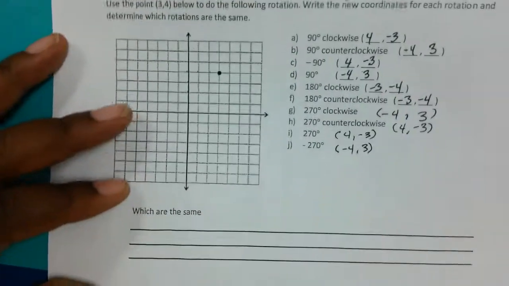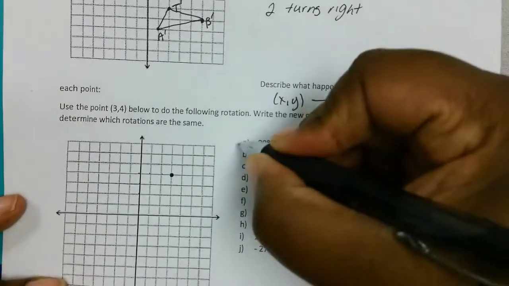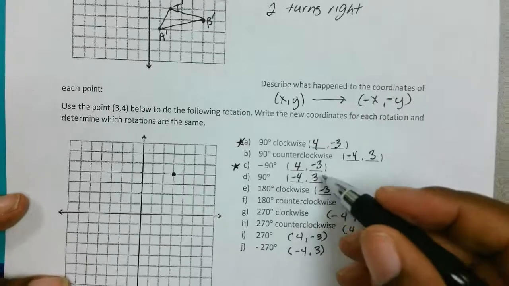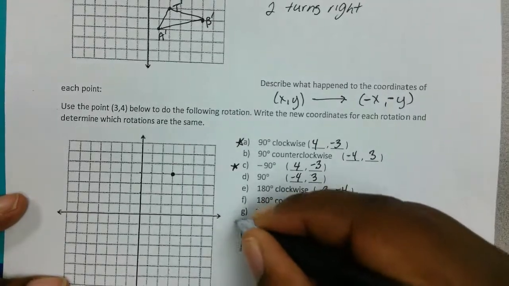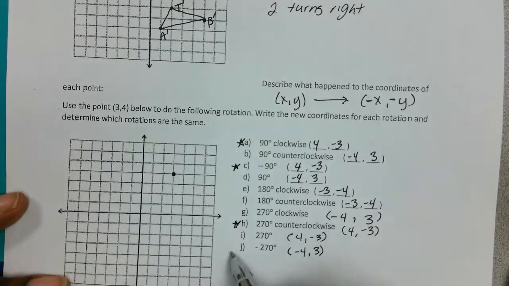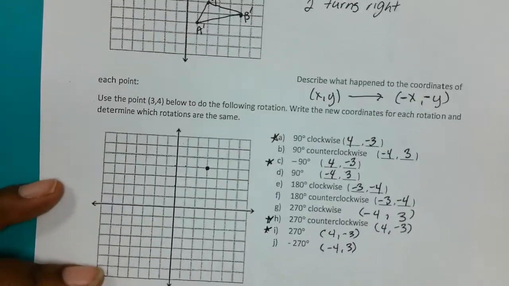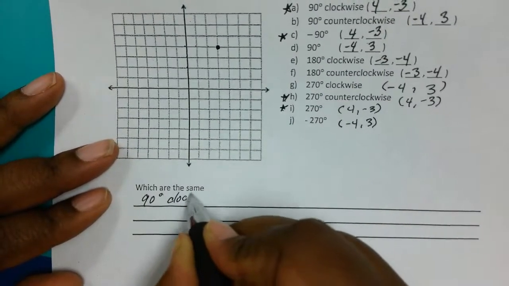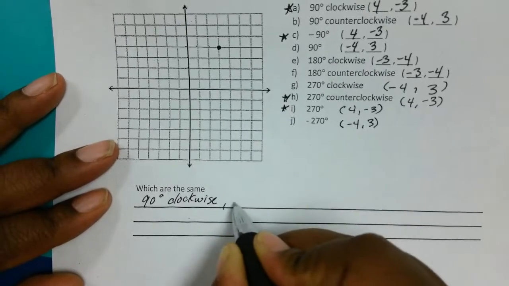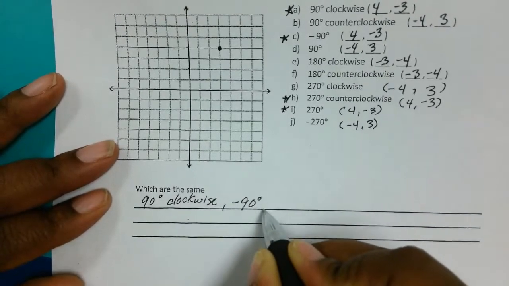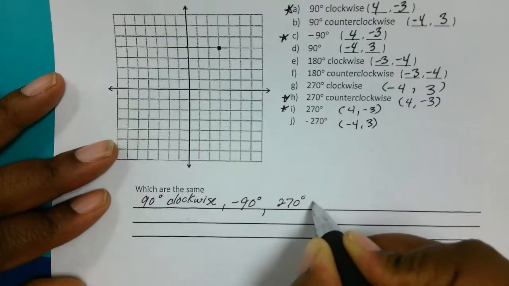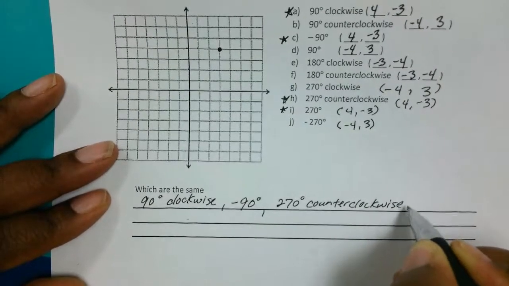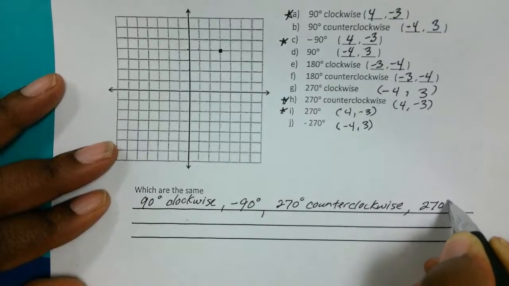Well, I notice some of these are the same. At the bottom, they're asking which ones are the same. This is 4, -3. Let's see what else is. This is 4, -3. And this one is 4, -3. And this is 4, -3. So 90 degrees clockwise is the same turn as -90 degrees, which is the same turn as 270 degrees counterclockwise, which is the same turn as 270 degrees.